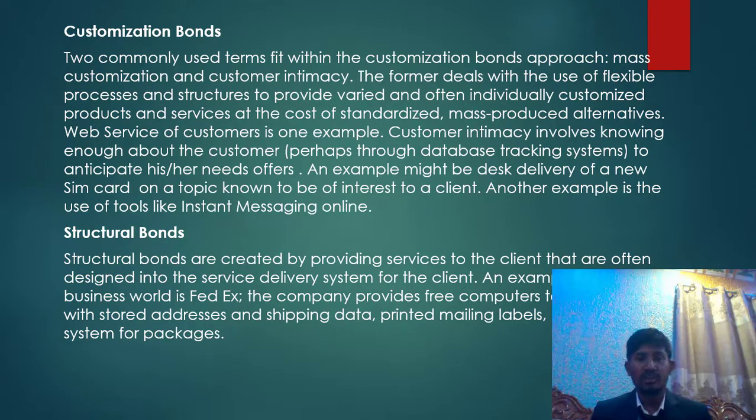Customization bond. Commonly used terms that fit within the customization bond approach are mass customization and customer intimacy. The firm deals with this using flexible processes and structures to provide variety and offer individually customized products and services at the cost of standardization and mass production. One example, customer intimacy, involves knowing enough about the customer, through database tracking systems, to anticipate his or her needs and offers. An example might be texting and delivery of a new SIM card or topics known to be of interest to the client. Another example is the use of tools like instant messaging online.